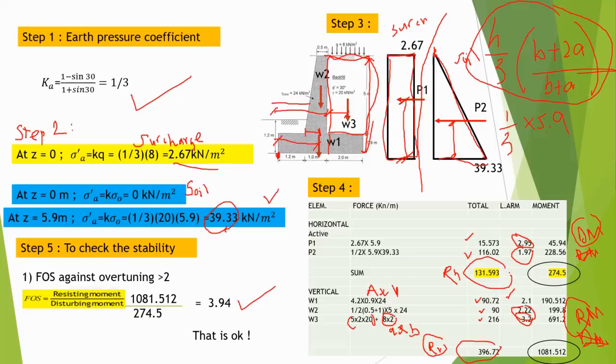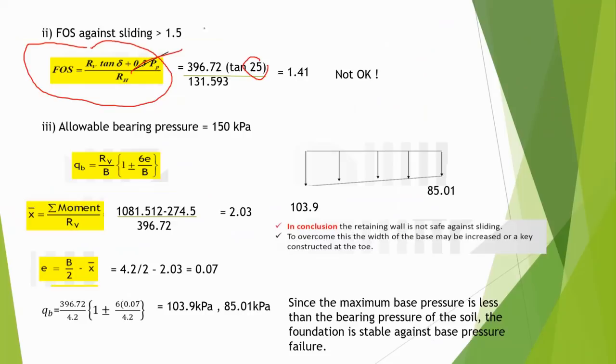1.131.593. Baru dapat 1.41. So, kata kalau more than 1.5 is okay. It's not okay di bawah 1.5. Okay. So, kita cari allowable bearing pressure 150. So, sama procedure. Sama je procedure.